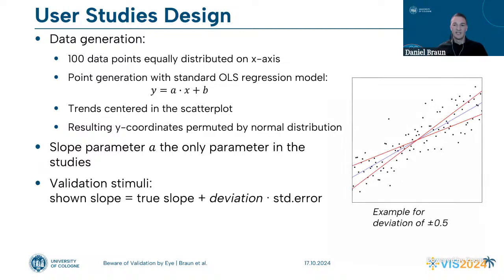To test the visual validation, we showed the participants trend lines with slopes deviating from the true trend line. The respective stimuli were created by quantifying the deviation of the shown slope from the true slope as a proportion of the standard error.